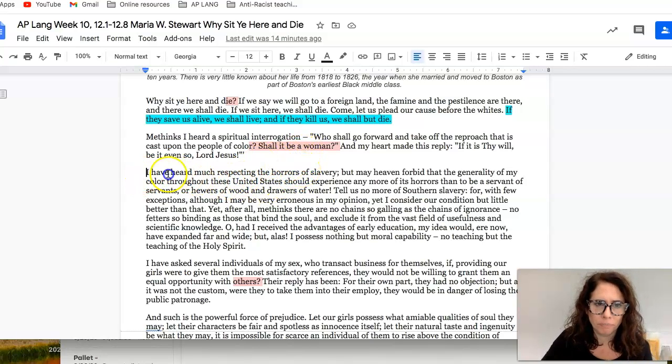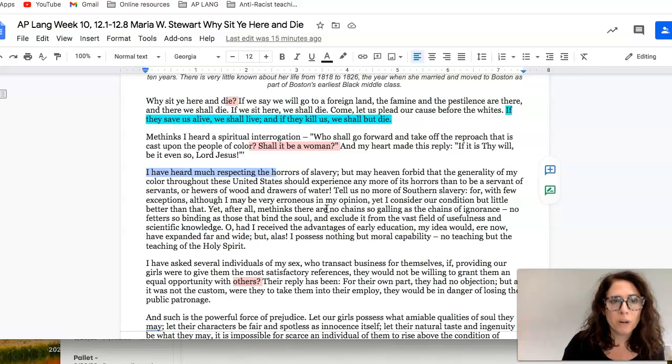So here she is. I have heard much respecting the horrors of slavery, but may heaven forbid that the generality of my color throughout these United States should experience any more of its horrors than to be a servant of servants or hewers of wood and drawers of water. Okay, you're like, wait a minute, I can't. What? No, you can. We got to flip it. So let's break it down. Let's problem solve. You're going to move through this.